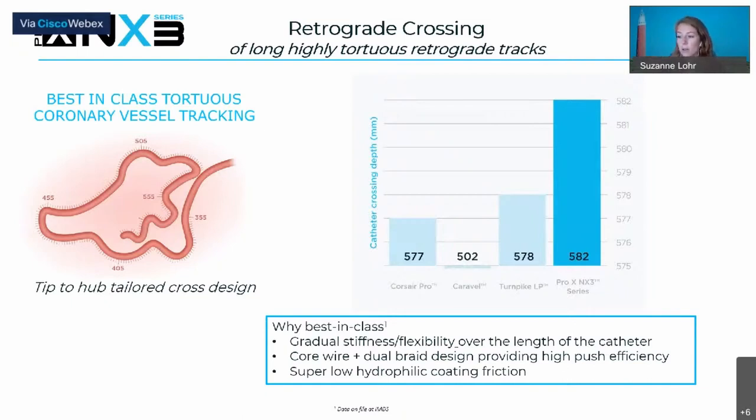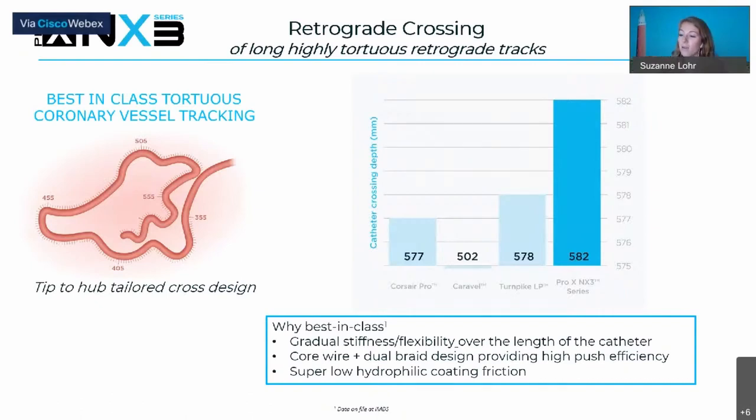So why is it able to reach the furthest? During development, we really tried to have a very gradual change in stiffness and flexibility over the length of the catheter. The very flexible distal end of the Caravel is very beneficial, so the flexibility can be very high distally, but it should be stiffer on the proximal side of the catheter because it should have a lot of push. We managed to obtain that by having a core wire embedded between two layers of braiding over the full length of the device. All this together gives us very high push efficiency, and the tailored design of the flexibility over the length of the device gives the optimal combination: enough flexibility, but also enough push to reach very distal lesions.